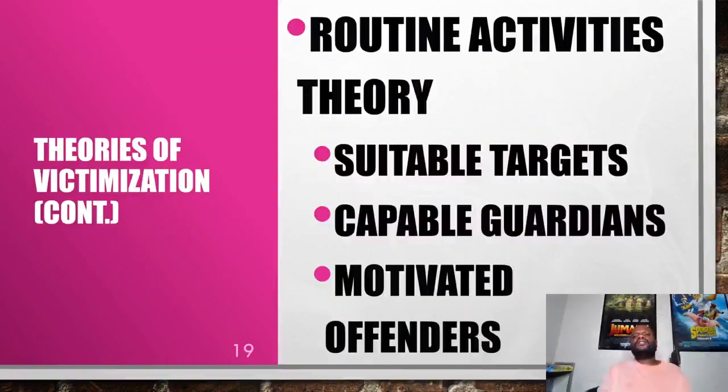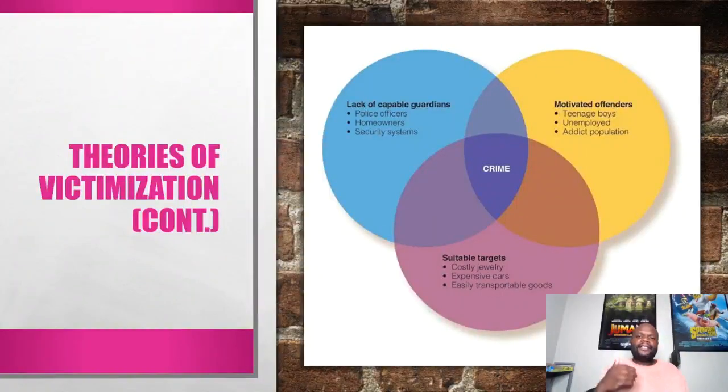Now, another theory that is important and appropriate when looking at victimization is routine activities theory. So, one, there are suitable targets, capable guardians, and motivated offenders. When we look at suitable targets, think about a suitable target being a nice home. Think about someone having expensive jewelry. Think about somebody having goods that people can transport or easily get to.